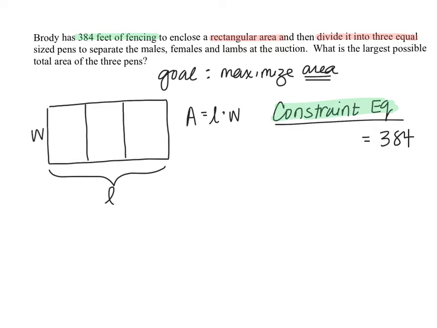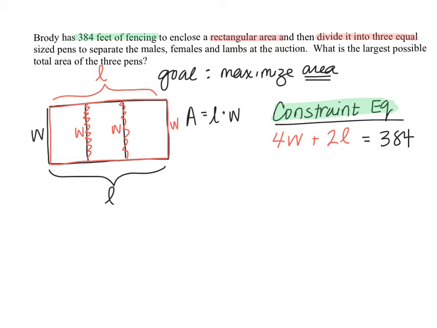So back to our diagram, we know that the fencing is going to go around all 4 sides of this bigger rectangle. So if I continue to label the sides, we know we have another length and we have another width. But in addition to that, we have to put fencing down the middle in 2 places. So that means we're going to be adding an additional width 2 more times. So all together, if we add all of that up, we're going to end up with W plus W plus W plus W, which will be 4W, plus 2L, or 2 lengths, and that will all equal the 384 feet of fencing that he has available. So this is our constraint equation.